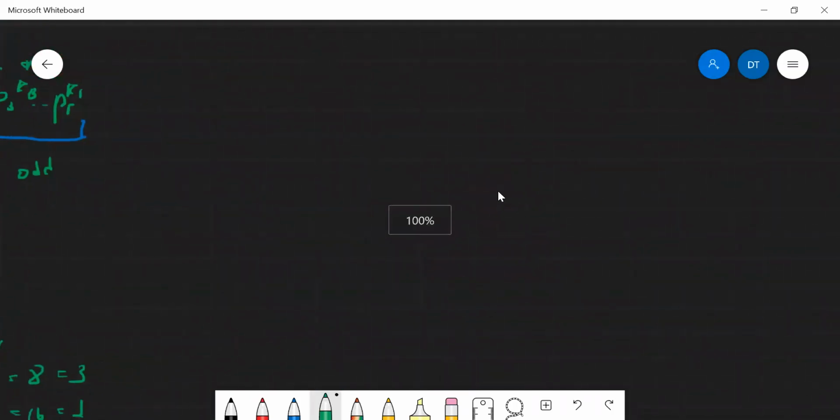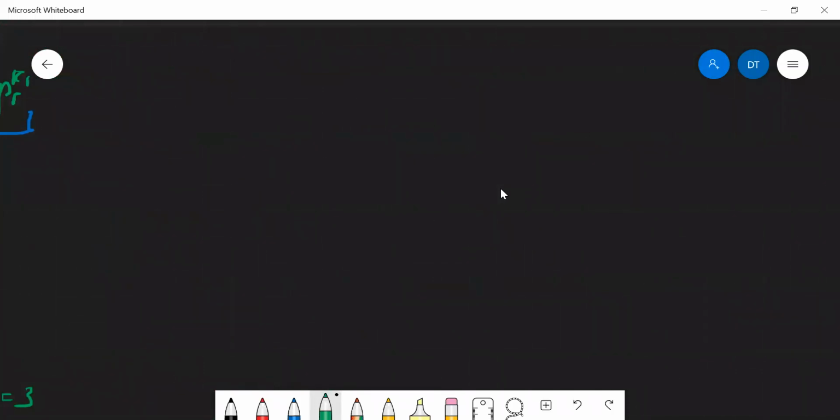Okay, so now let's try to compute a generator for the group Z125 star. So what is 125? It's 5 to the power of 3, yep.